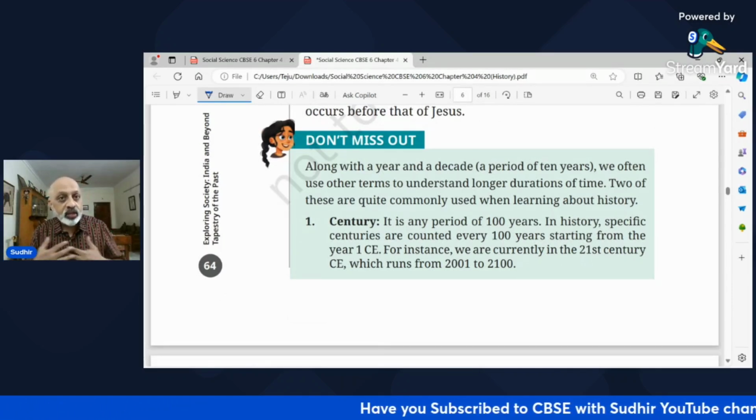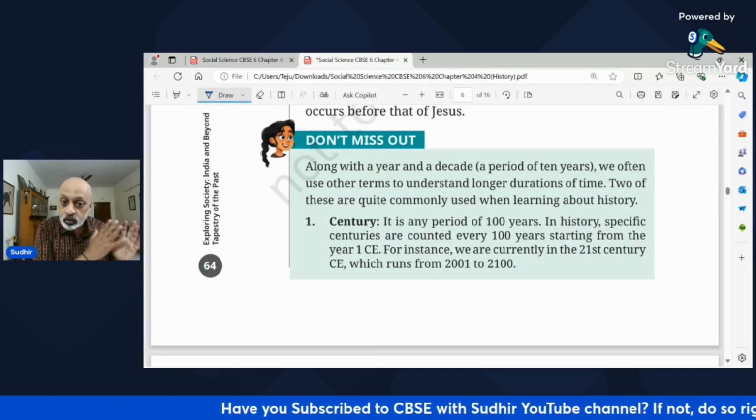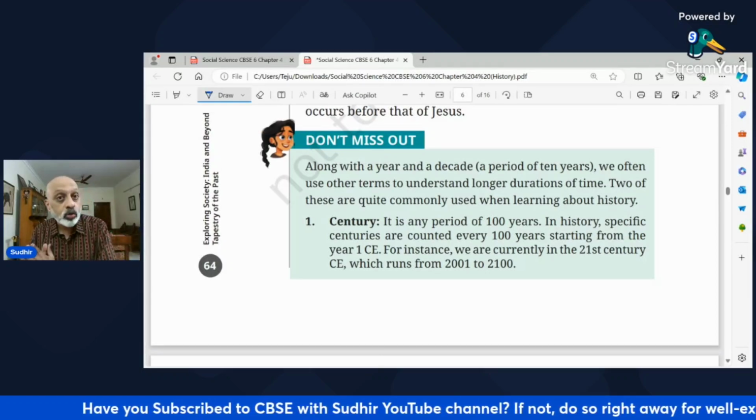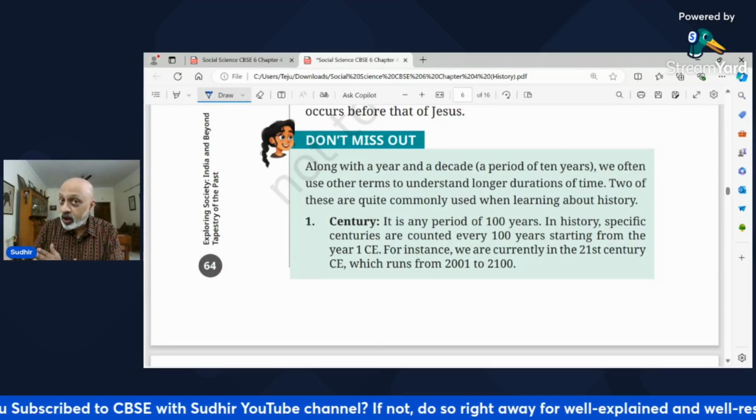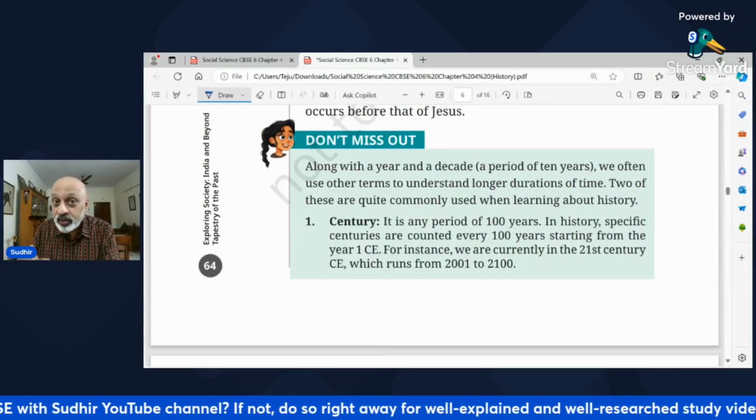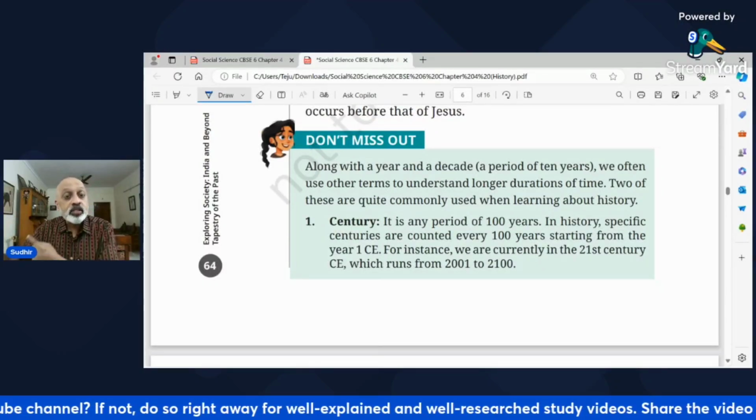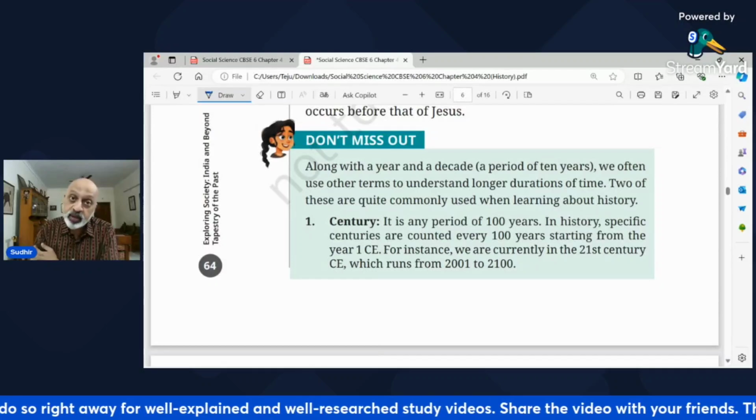So, currently we are in the 21st century, which runs from 2001. It will run till 2100. If all of you are alive in the year 2100, then you will see 2101 also being counted.